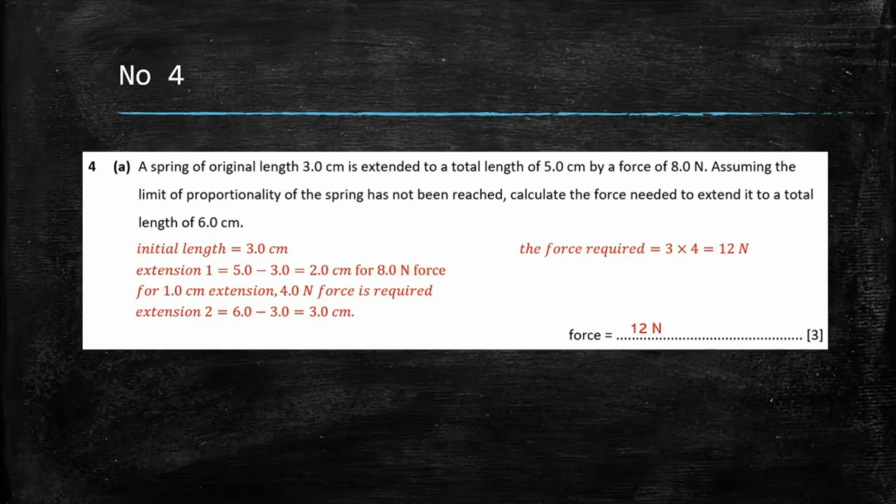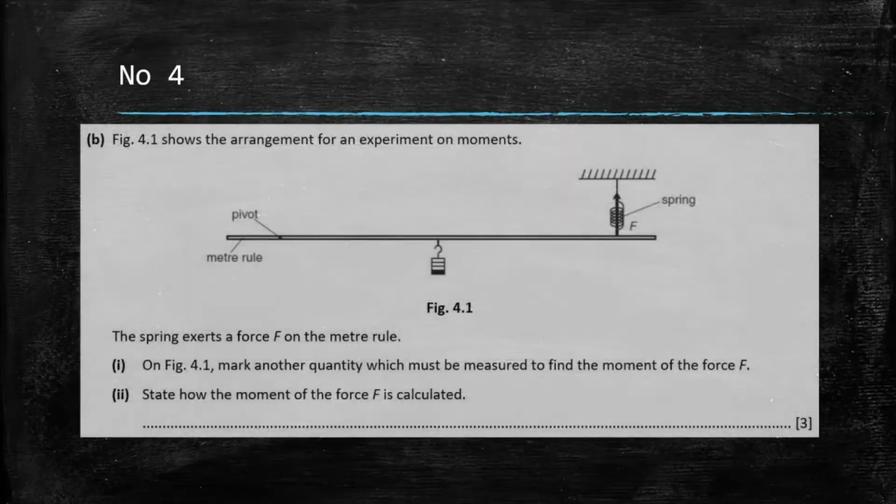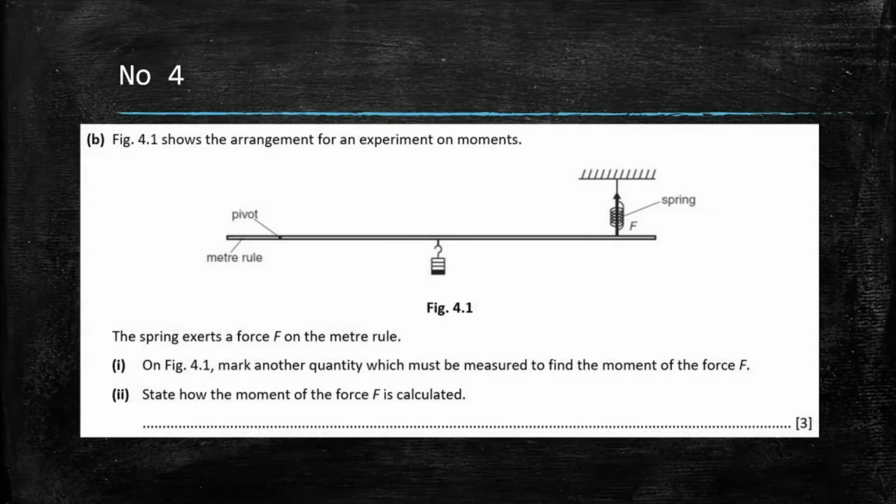Question 4b. Figure 4.1 shows the arrangement for an experiment on moments. The spring exerts a force F on the meter rule. BI. On figure 4.1, mark another quantity which must be measured to find the moment of the force F.